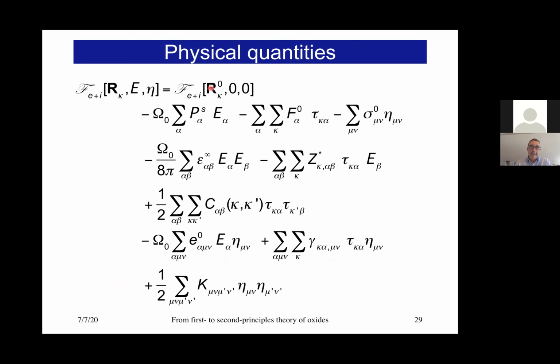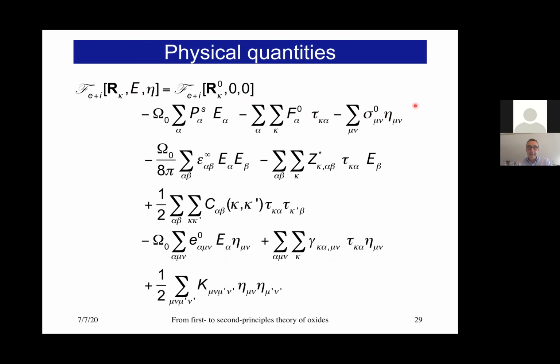Now we can make an expansion by looking at how it evolves in terms of the amplitude of those parameters. And so we have a reference configuration, and then we can look at what is the change in energy at finite value of these parameters relative to the reference configuration, plus the derivative of F with respect to the field times E, the derivative of F with respect to atomic positions times the atomic distortion, plus the derivative of F with respect to strain times the amplitude of the strain.